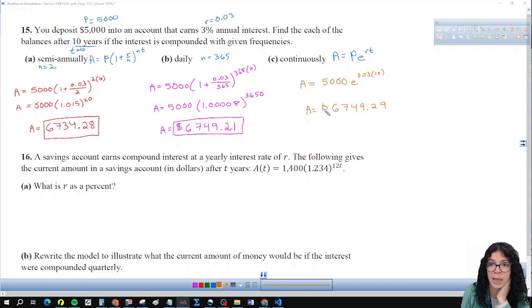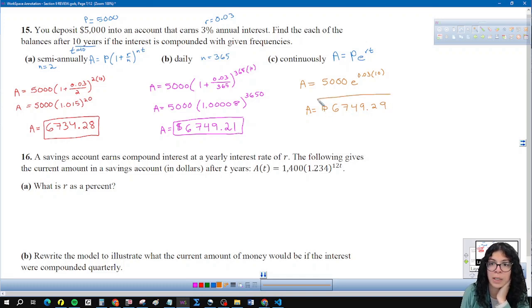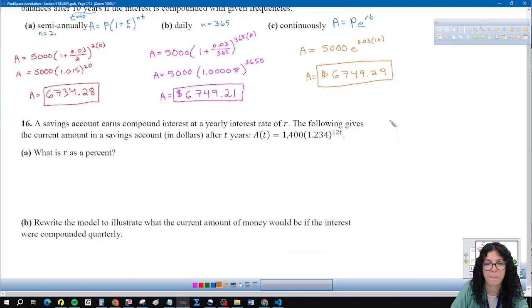So we did actually get some more money with compounding continuously. 8 cents. All right.